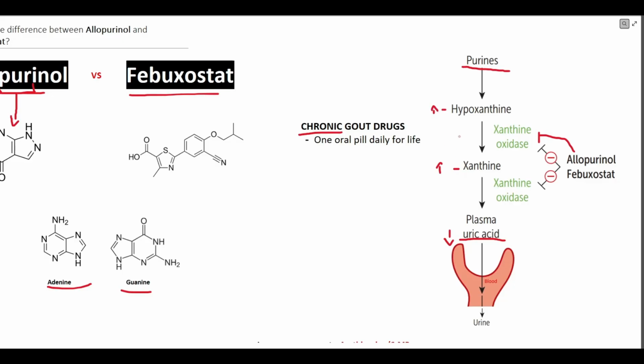Now, this is actually a good thing because both of these substrates are very easily excreted into your urine, whereas uric acid is going to deposit in your joints and cause your classic symptoms of gout.